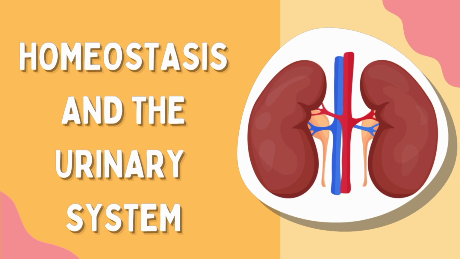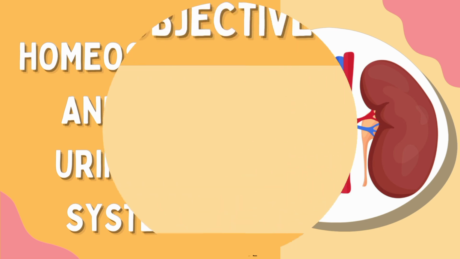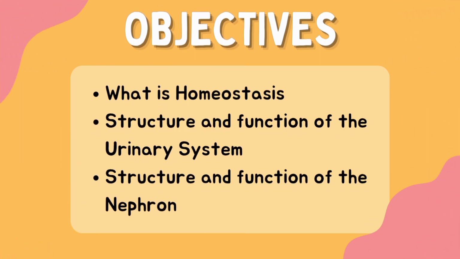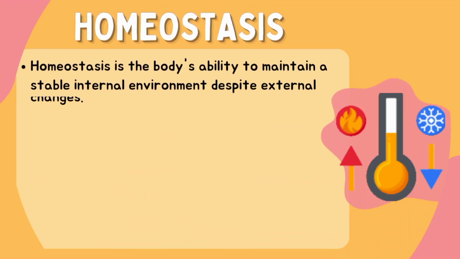Discussing the topic of homeostasis and the urinary system for Edexcel IGCSE biology. In this video, we will be delving into the details of homeostasis, the structure and function of the urinary system, and the structure and function of the nephron. These interconnected systems and subsystems play a vital role in maintaining the delicate balance required for our bodies to function optimally. Let's explore one by one how they work together to ensure our internal well-being.